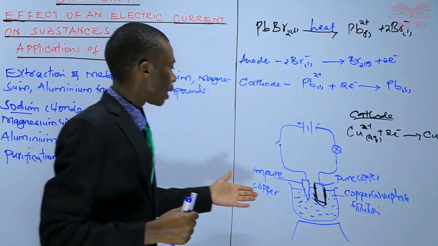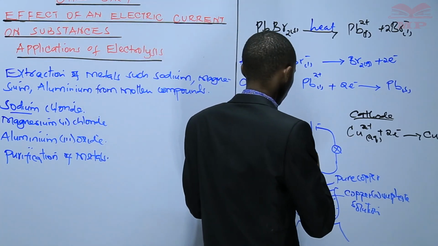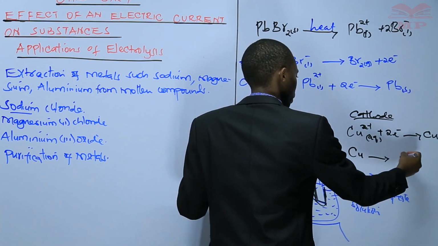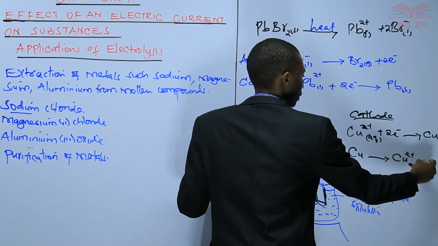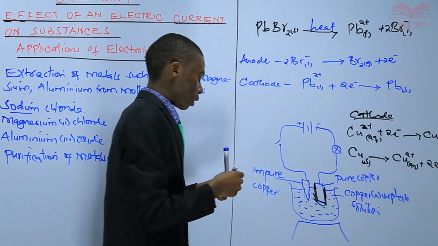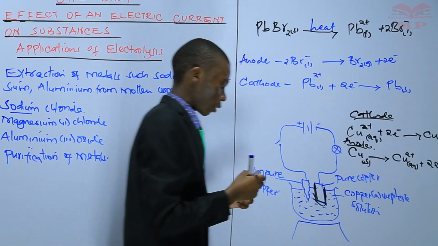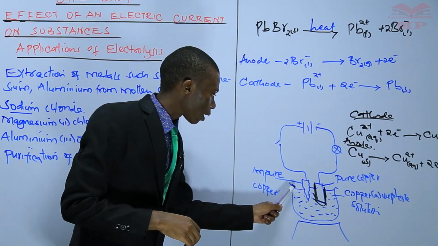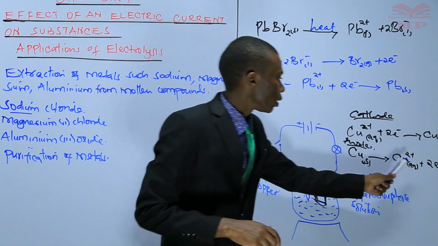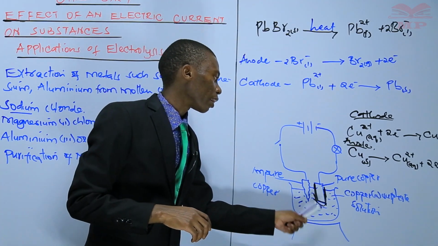What happens at this anode? The copper metal will be losing electrons. You'll have copper ions. Electrons are lost. This is the equation at the anode. So at the anode, the copper loses electrons, and copper ions are deposited, or they join the solution.